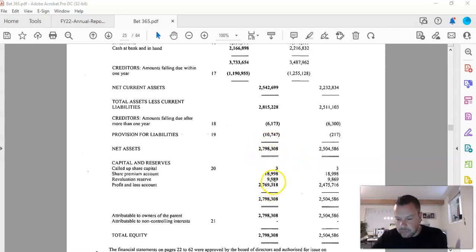The majority of which is their profit and loss reserve. So the majority of the balancing item of the equity section, we've got a little bit of share capital, a little bit of share premium, £10 million of revaluation reserve. They must own some property. And 2.8 billion pounds of profit and loss reserve or retained earnings, retained profit.